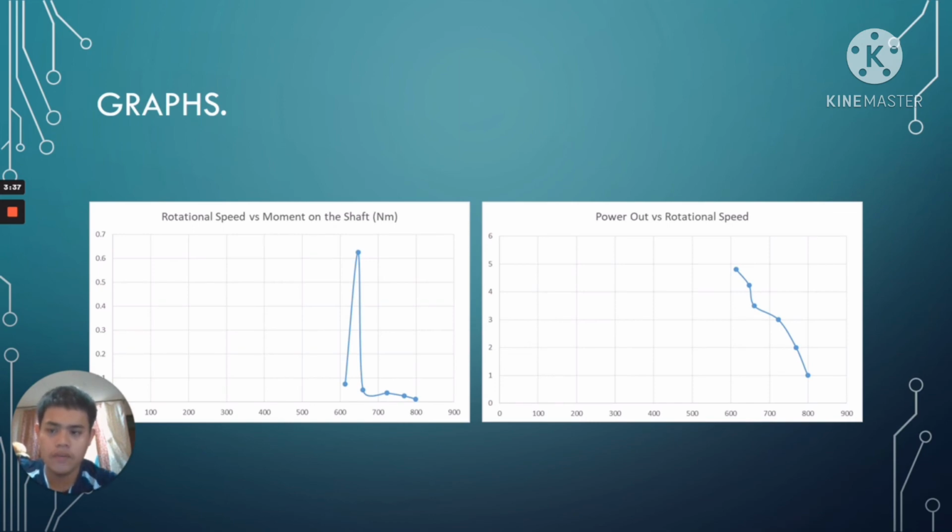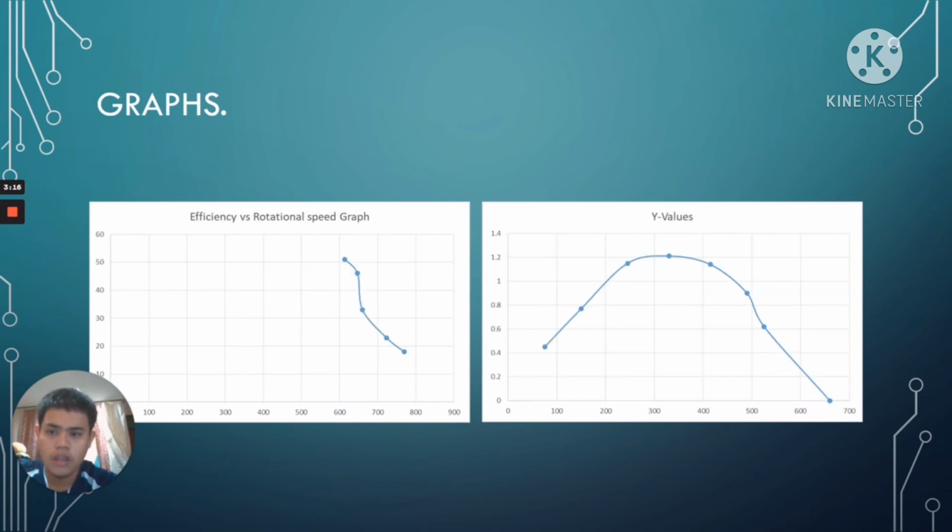This is the graph that has been generated using Excel. For rotational speed versus moment on the shaft, we can see that the moment on the shaft decreases as the rotational speed increases. The power out will increase if the rotational speed is decreasing. The efficiency of the Pelton wheel decreases as the rotational speed increases. And the last one is the power curve. We can see that the maximum power generated is 1.21 at 313, I think.